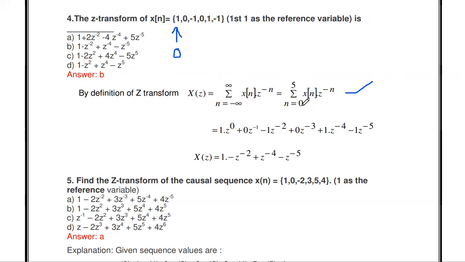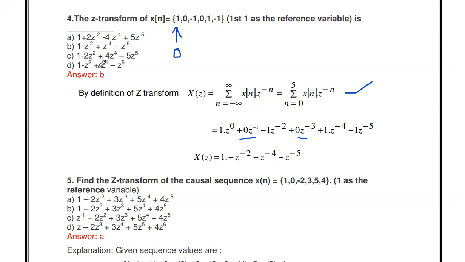If you are expanding, first x of 0 into z power 0. What is the value of x of 0? 1. So 1 into z power 0 plus x of 1 into z power minus 1. So x of 1 value is 0, so 0 into anything is 0. Similarly, x of 2 into z power minus 2, x of 3 into z power minus 3, etc., up to n equal to 5. Substitute these values. Here we will get the answer as 1, this one is 0, then minus z power minus 2, this is also 0, then plus z power minus 4 minus z power minus 5.